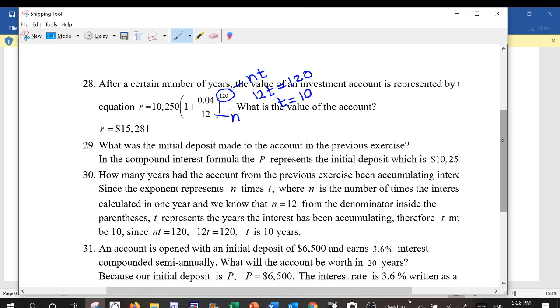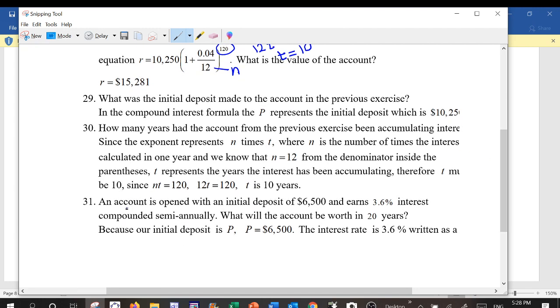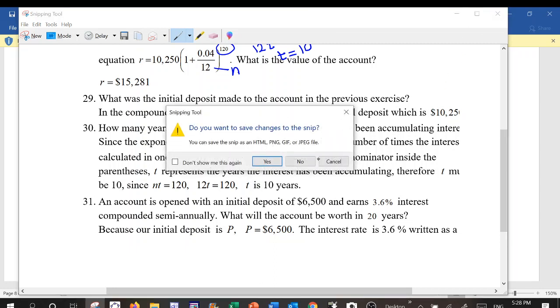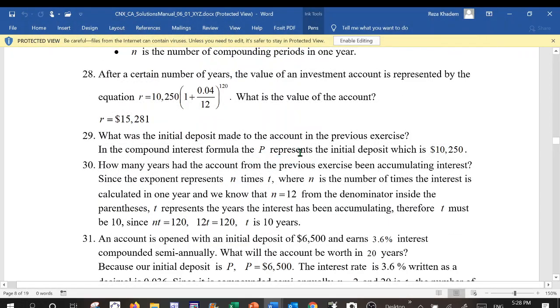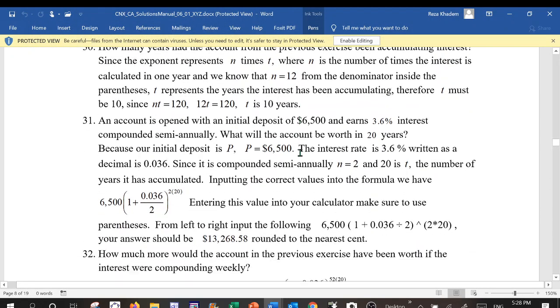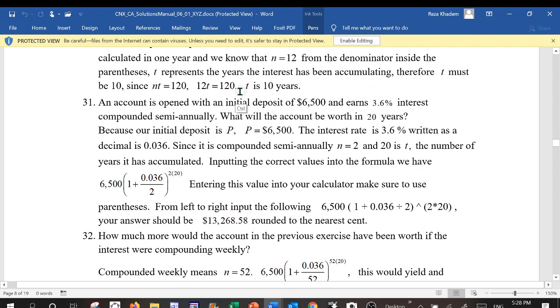All right, the next question. An account is opened with an initial deposit of $6,500. So let's do that problem. Let's do number 31. It says an account is opened with an initial deposit of $6,500 and earns 3.6% interest, compounded semi-annually. What will the account be worth in 20 years?